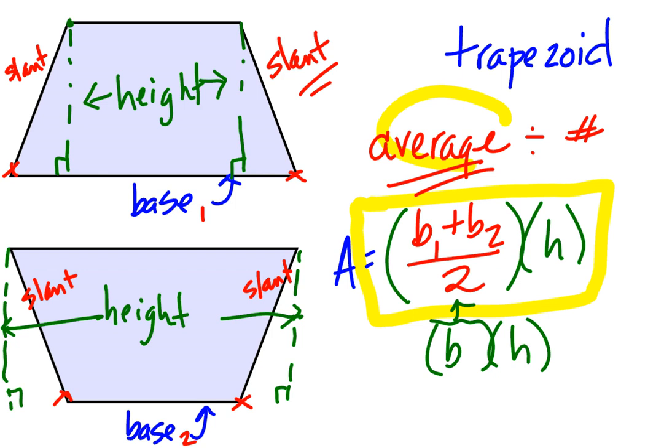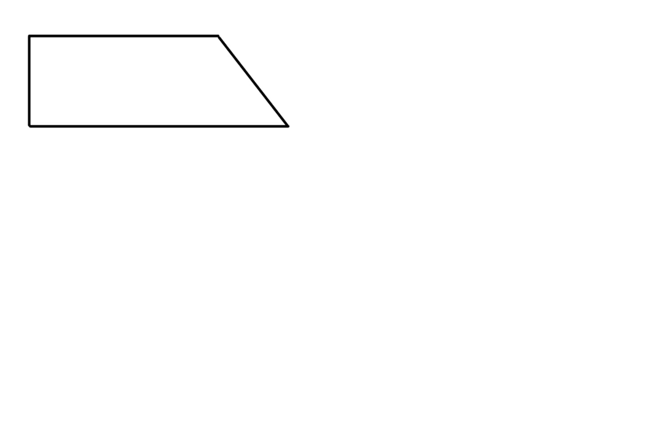Now, not all trapezoids look like this. There are some trapezoids that look like this. So when we're looking at our trapezoid, this is called a right angled trapezoid. And the reason it's called that is because we can see the right angle right here. This is a lot easier to find height, isn't it? Because here's the height right there. We don't have to draw any lines. We know that whatever measurement is on this side is the height. Once again, there's your slant.